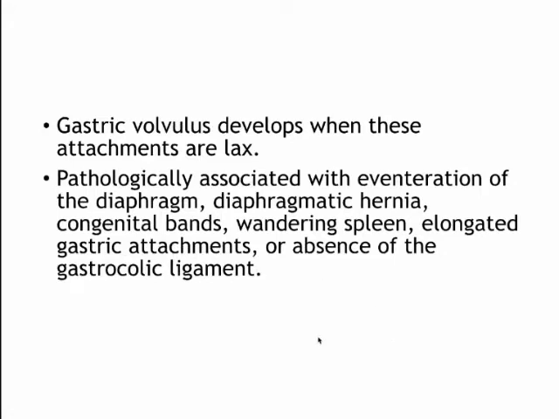Pathologically, it can also happen secondary to various other conditions. That is, eventration of the diaphragm, or along with CDH, or in case of any congenital bands which pull the stomach, secondary to which the normal anatomical supports can become lax. So in these pathologies, stomach volvulus comes as a secondary presentation. Also in case of wandering spleen, when the gastric attachments are elongated or lax, there is a high chance for the stomach to volvulate around its axis.